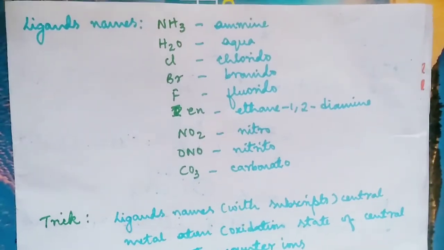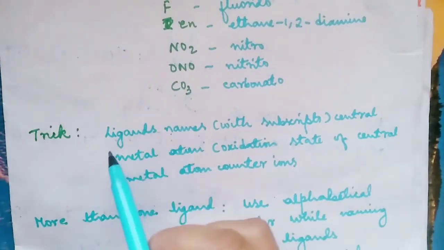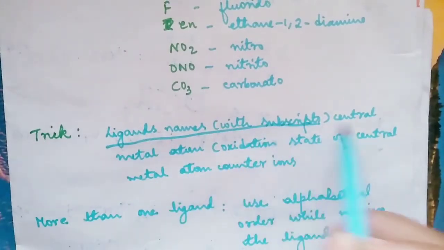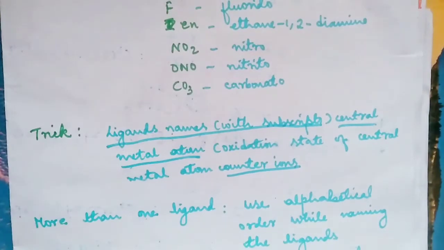Okay, so there is a trick to name the coordination compound. Start first with the names of ligand with the subscripts. Okay, and then the central metal atom, and then write the oxidation state of the central metal atom. After that, write the counter ions. We have three parts here, the ligands, followed by the central metal atom, and then by the counter ions.